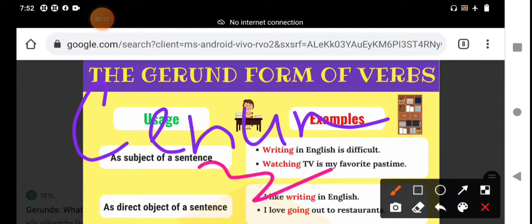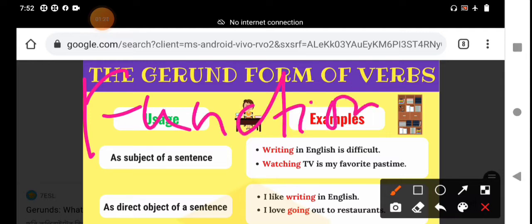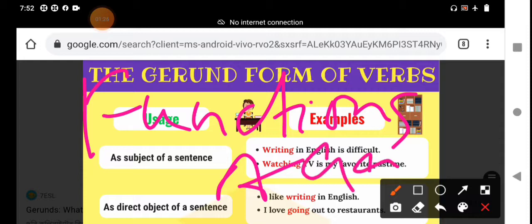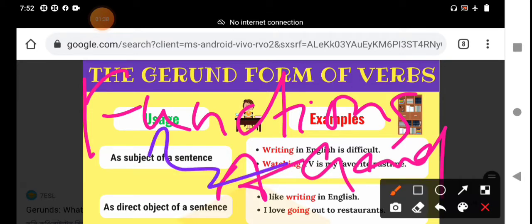Okay, dear students. First of all, I will explain to you the functions of gerund. The main grammatical functions of gerund, and the main point is here we should understand.